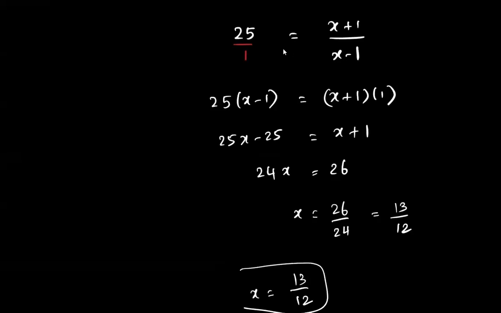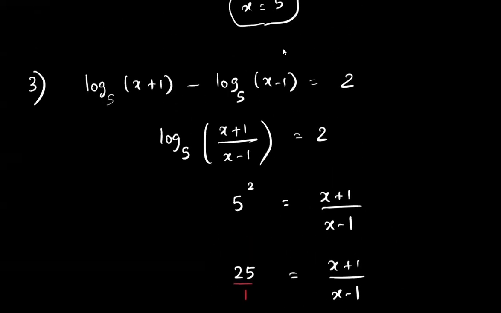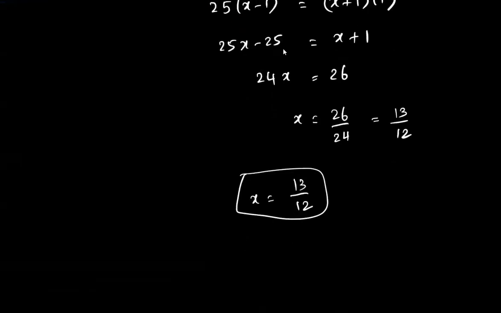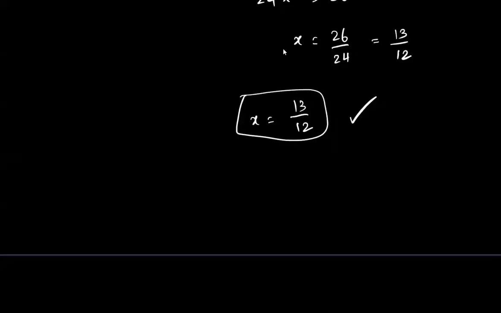Of course, I have to check. I think it's okay because they're both greater than 1, right? 13 over 12 is greater than 1. So I'm not going to get a negative number or a 0. So this is fine. And that is how you will solve in this situation. One more problem.